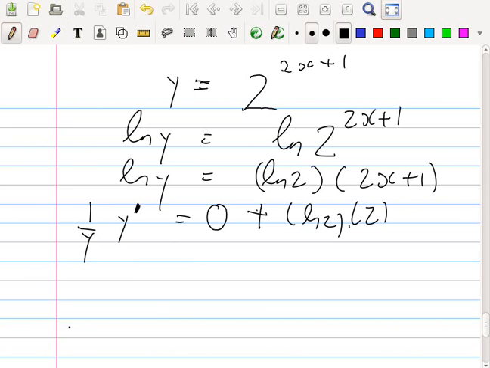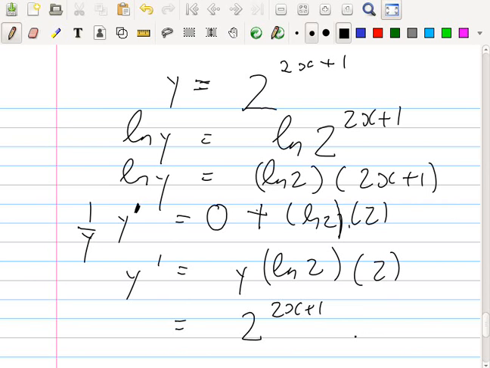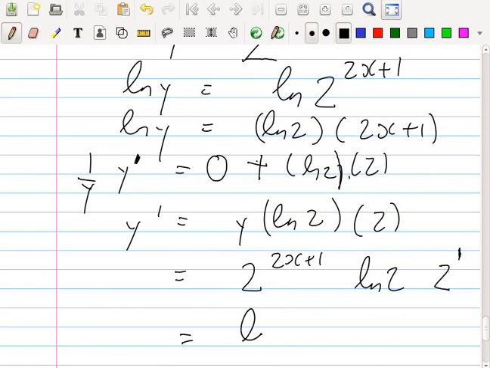Multiply both sides by y. So I get, sorry, that's getting a bit messy. There's the log 2. Y log 2 multiply 2. But what does y equal? 2 to the power of 2x plus 1 times log 2 times 2. Now, notice that I have 2 of these 2's here. So what happens to the powers? They add. So I get log 2 times 2 to the 2x plus 2. And that's the answer then.